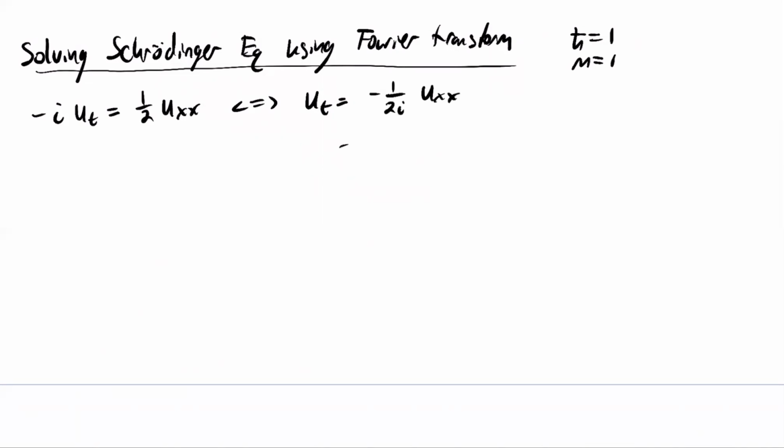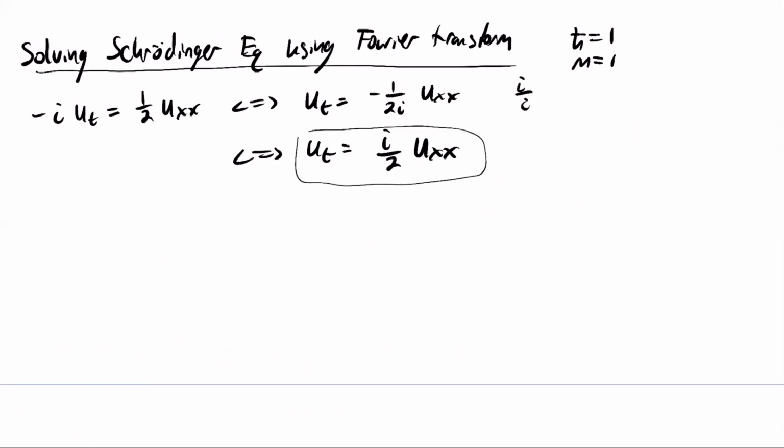Well, this is the same as, if I multiply the right-hand side by i divided by i, I get minus i on the top. In the denominator, I get 2 times i squared, which is minus 2. Those minus signs cancel, and so I get i over 2 times u_xx. This is the form that we're going to look at the equation in. All this is just some algebraic manipulations, but it simplifies it a little bit.